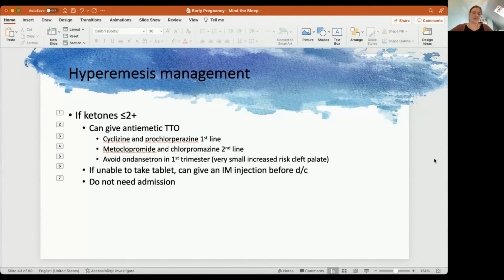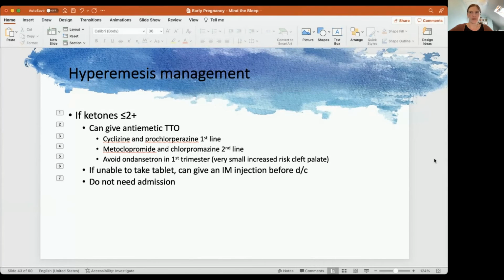If they are so sick that they can't take a tablet right now, you can give them a one-off IM injection, usually of Stemetil, and then the TTO. That'll give them some relief so that they can then take an oral tablet, so then they can get on the right path towards feeling better. They don't have to come into the hospital. They don't need to stay in the hospital.